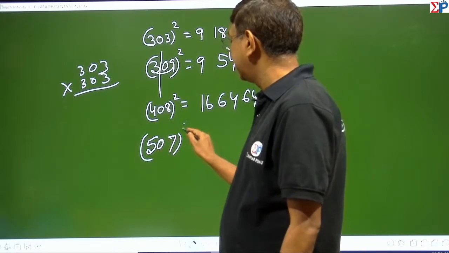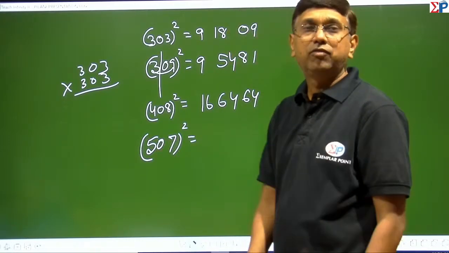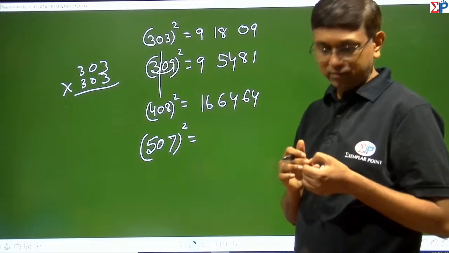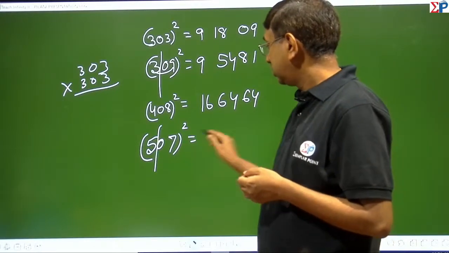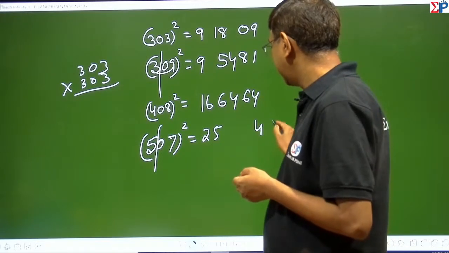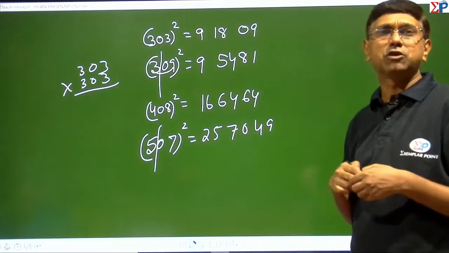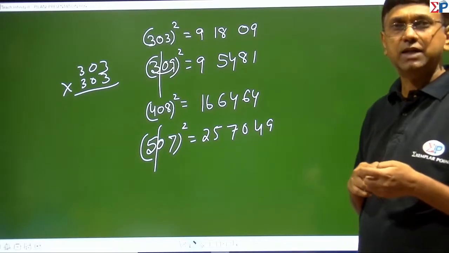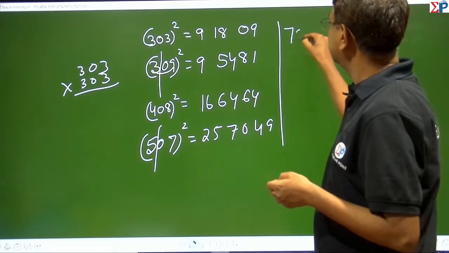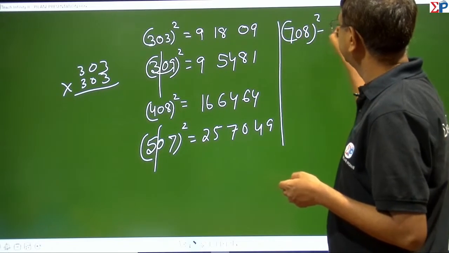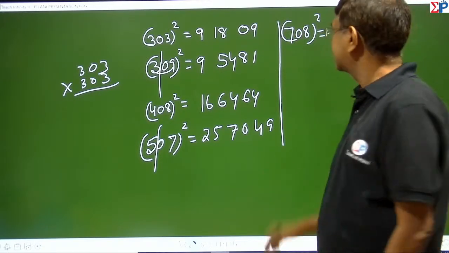507 का स्क्वायर निकाल लेते हैं. 507 का स्क्वायर अलग कर लो. 25 49 70 5 7 35 257049. आ रहा है समझ? 708 का स्क्वायर निकाल लो. 7.08 का स्क्वायर निकाल लेते हैं.